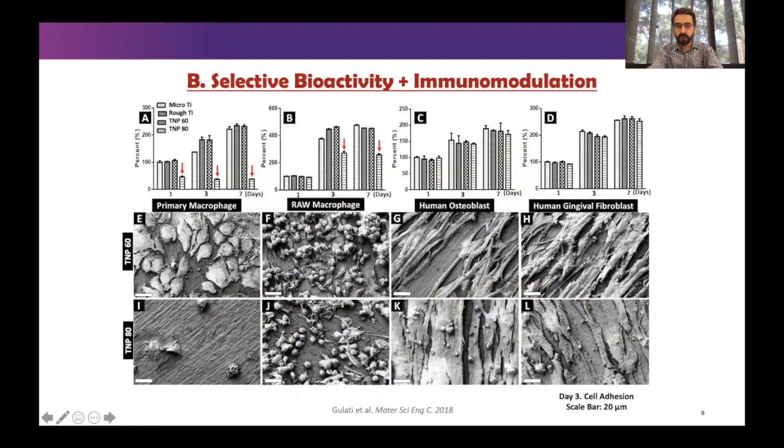Looking at the scanning electron microscopy images at day 3, you can see that the macrophages are more circular in nature and they are not super stretched. This indicates an inactive state, whereas the osteoblast and gingival fibroblast seem to be stretched well, attached well onto these surfaces.